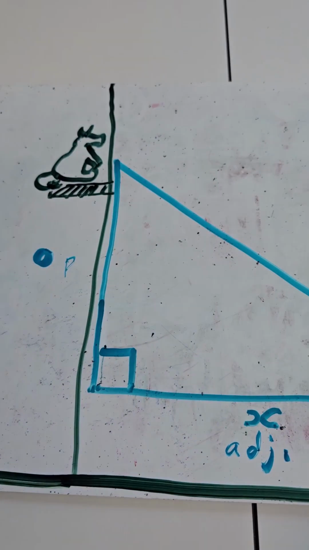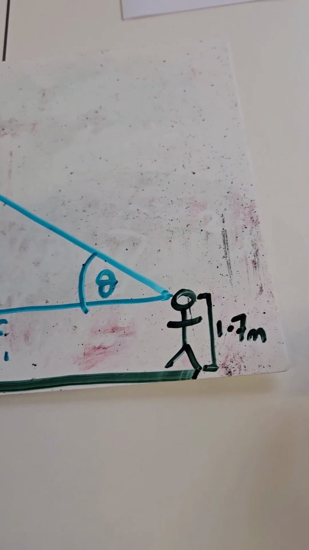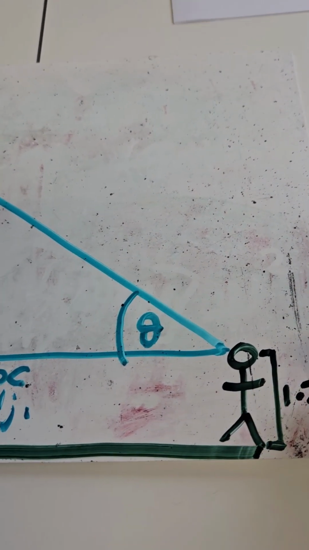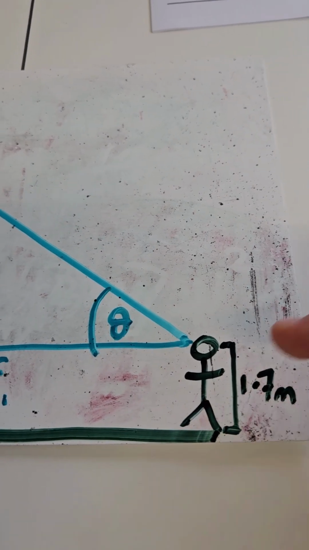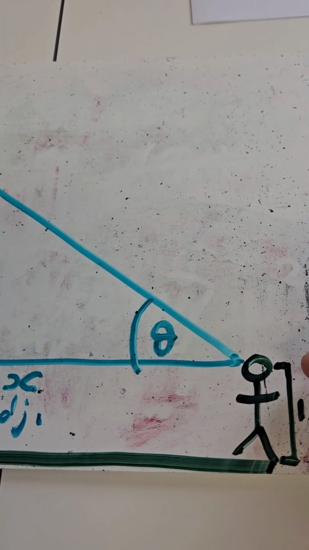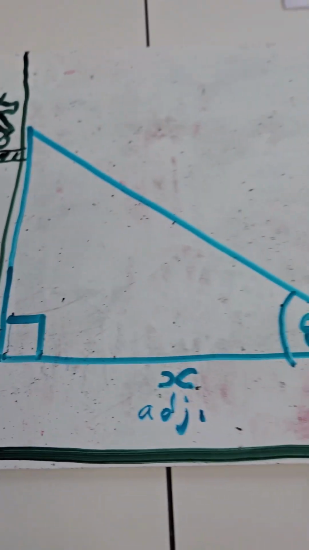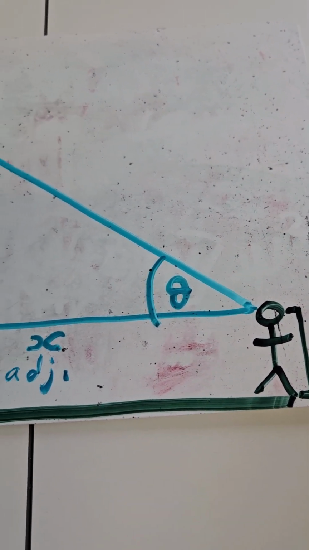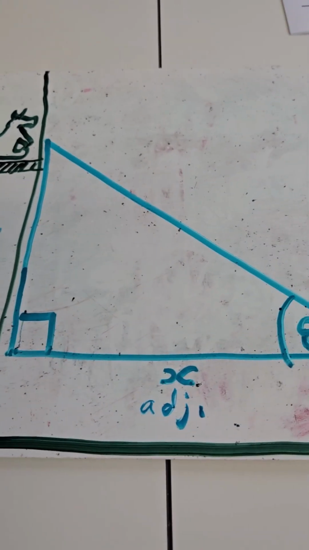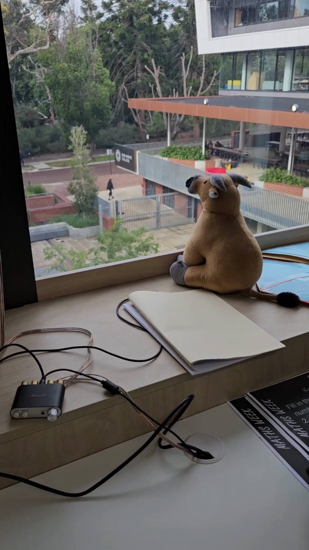What you might notice is that I also need to know how tall I am. So I'm 1.79 meters, so I reckon my eye line is about 1.7 meters above the ground. So once I get the opposite side of this triangle, I can add on my 1.7 meters, and that'll tell me the height of the yak above the ground. Alright, but I'm going to have to go down there to find out.